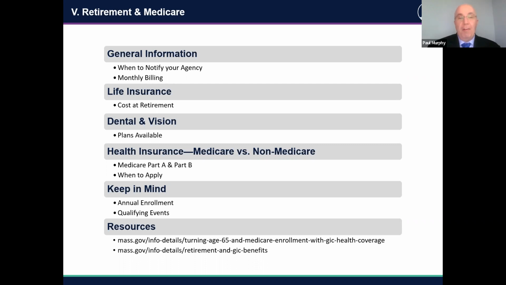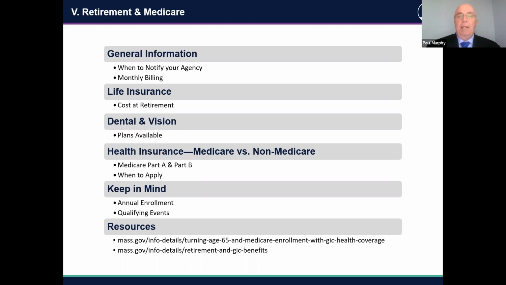I know there's a lot of information that we're giving you today, but I want to encourage people to visit our website at mass.gov/GIC. We have a video regarding people reaching age 65. We have a lot of information about the coverage, and we also have a whole retirement section with a lot of this information. For those of you that have questions in the future, we also have a retirement unit at the GIC that can help walk members through some of these questions when they think about retirement.